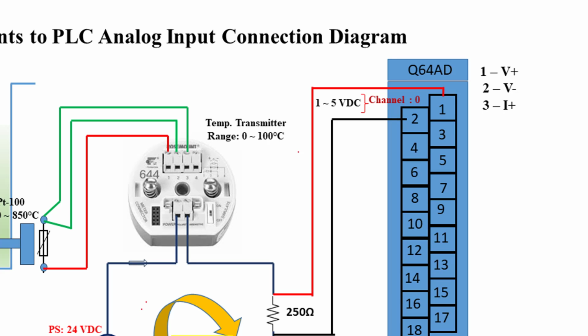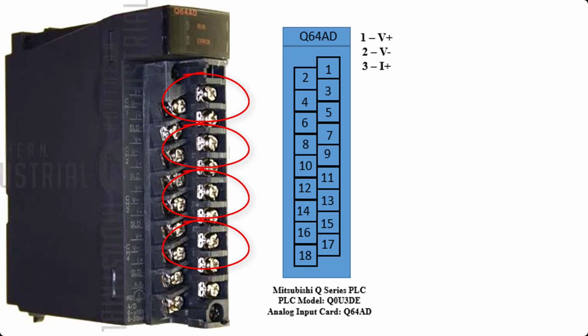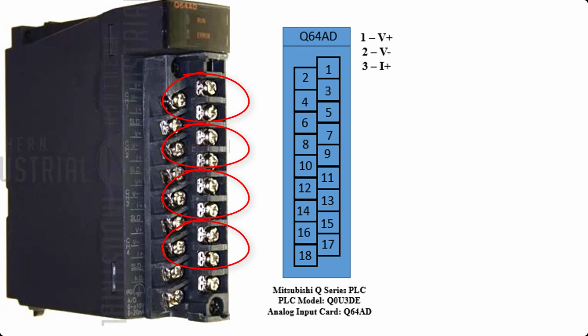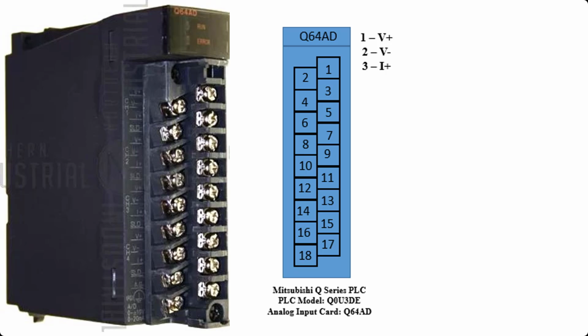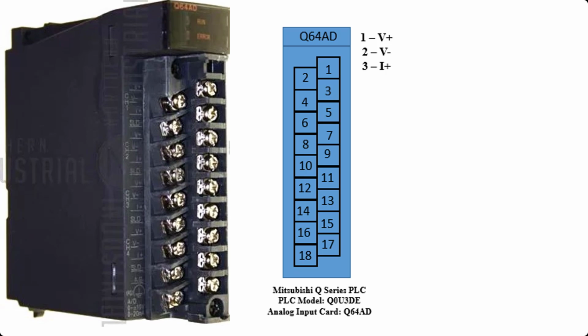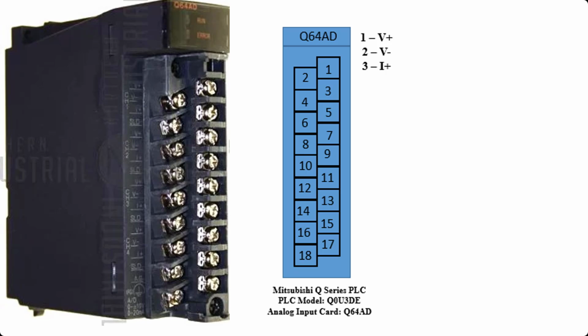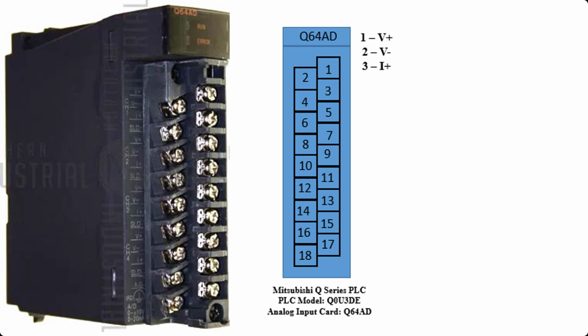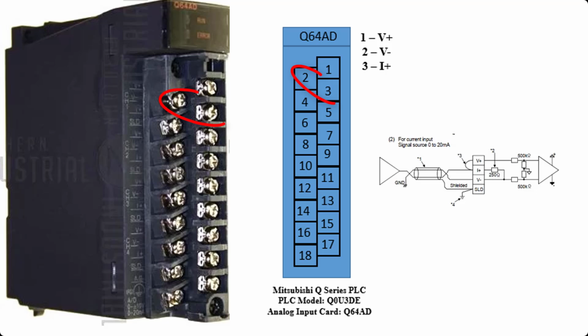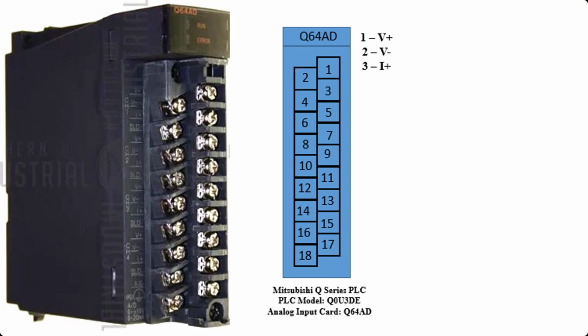Now to feed this 1 to 5 volt DC signal to the PLC analog input, take a look at the analog input module which has 4 analog inputs or channels, for each of which there are 3 connection terminals. If the signal that comes from the sensor or transmitter is a voltage signal, the V plus and V minus will be used for the connection. If the signal is a current signal, the terminals I plus and V minus will be used for connection with the sensor or transmitter.